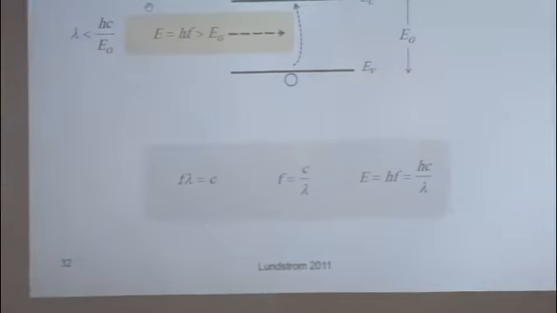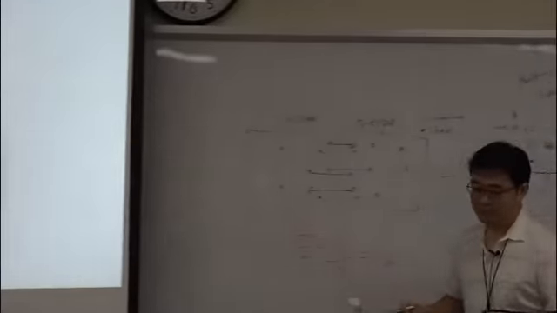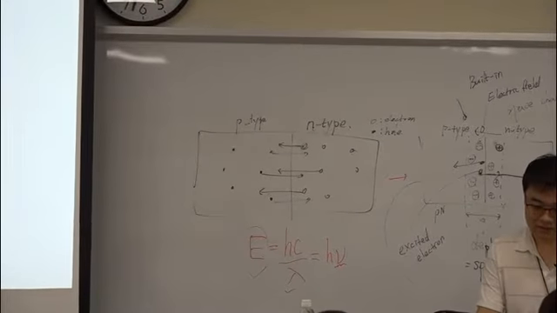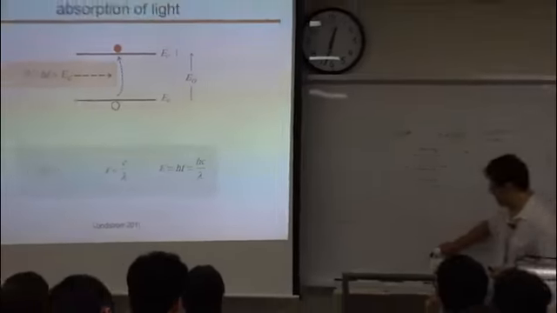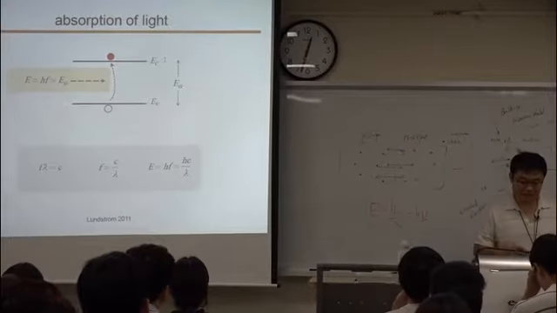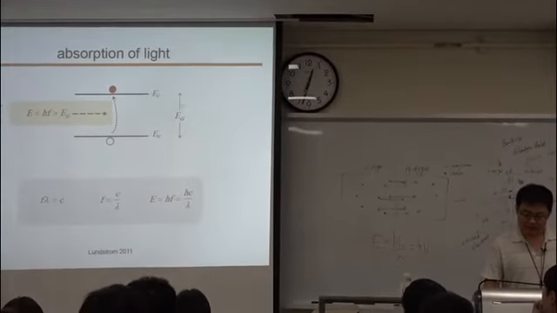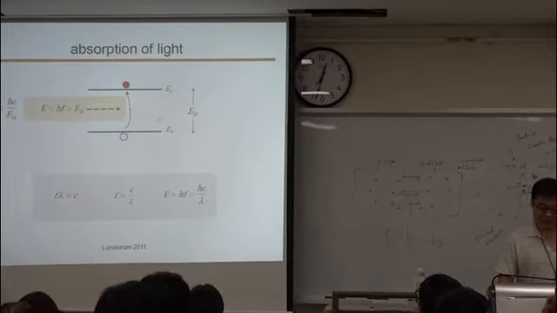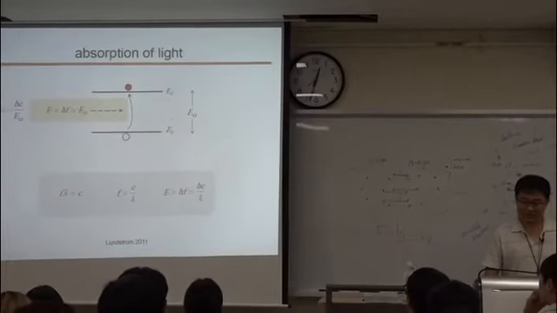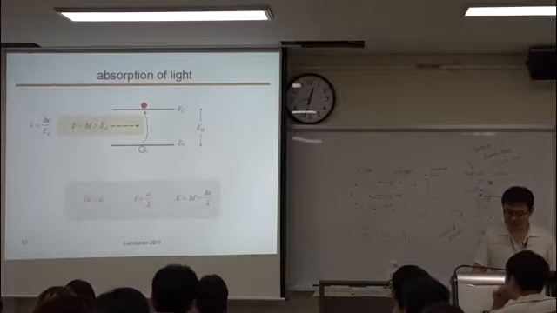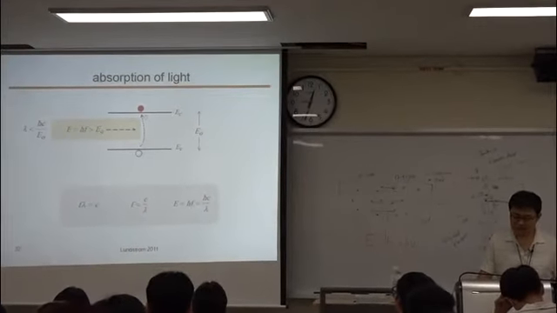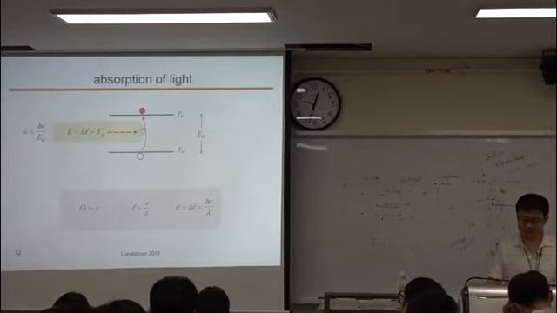So if this energy, as you can see here, let me explain here. If the energy is higher than Eg, which is the energy difference between the conduction band and the valence band, then this energy allows the electron to be excited.